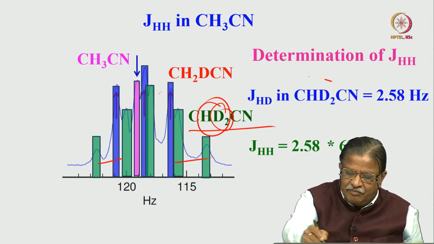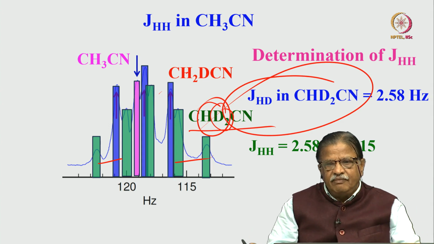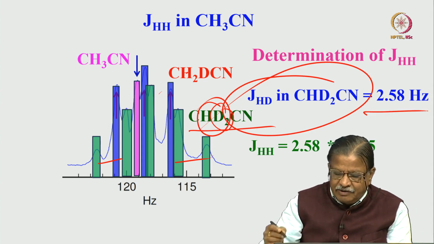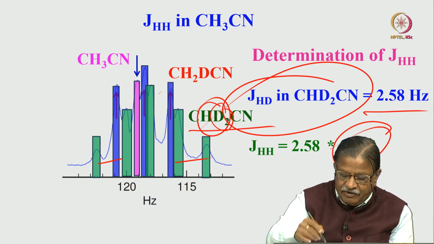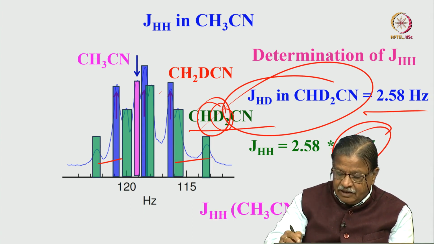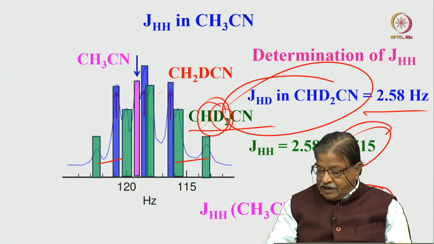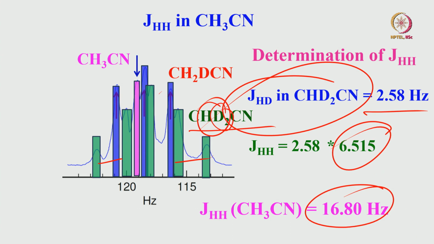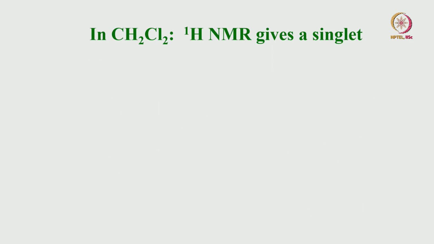So in this case, for example, JHD was 2.58. After multiplying, we will get JHH of 16.8. So acetonitrile, though it gives a single peak in NMR, in reality the coupling between any 2 protons in the CH3 group is 16.8 Hertz. There is a way we could measure the coupling.